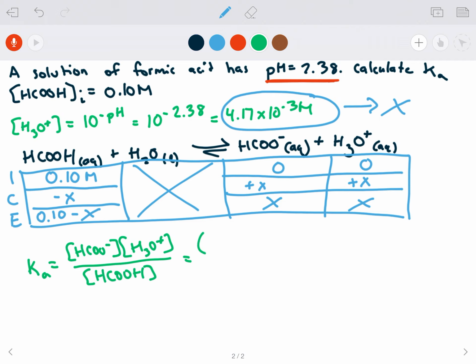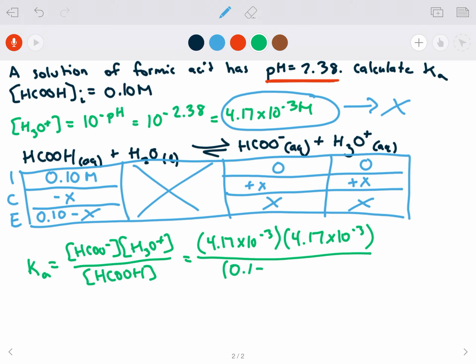So this is going to be 4.17 times 10 to the minus third times 4.17 times 10 to the minus third over formic acid, which is going to be 0.1 minus 4.17 times 10 to the minus third. And this is equal to 0.0958. Right? So I do all of that, I'm going to get an answer of 1.8 times 10 to the minus fourth. That's the Ka of formic acid.